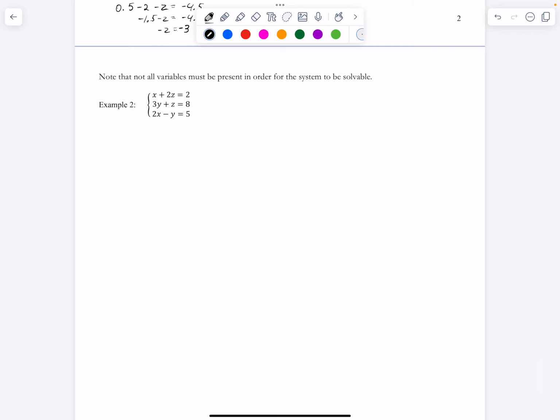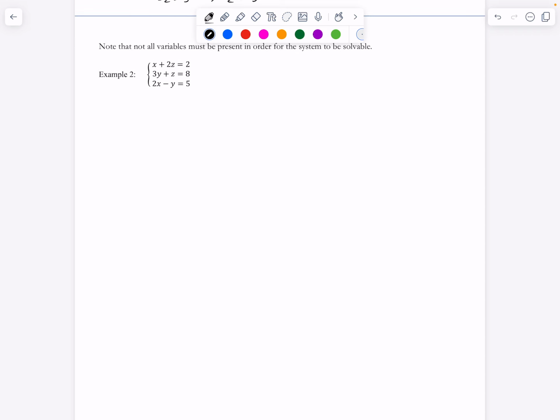Now you'll notice in example 2 that not all of the variables are present. But it mentions right above in example 2 that you can still solve for all three even if they're not all present in them. So what I'm going to do first is rewrite these equations, but I'm going to put placeholders for the things they're missing. So x plus 0y plus 2z equals 2. 0x plus 3y plus z equals 8. And then 2x minus y plus 0z equals 5.